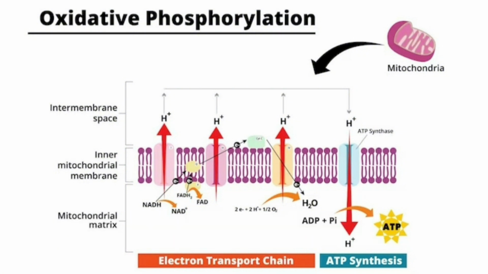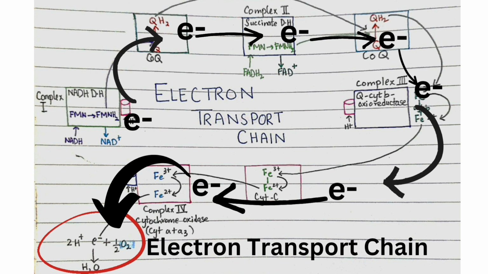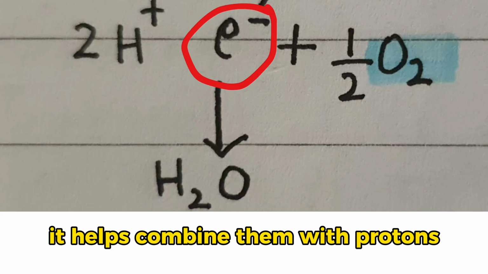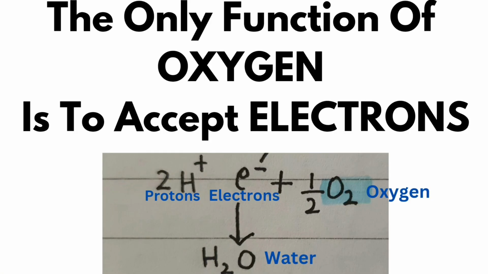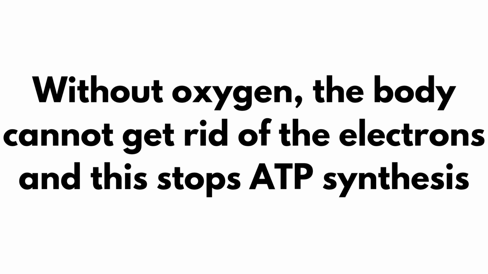During this process, electrons move through a chain of proteins called the electron transport chain. At the end of this chain, the electrons combine with oxygen. When they meet oxygen, it helps combine them with protons, forming water. The only function of oxygen in the body is to accept electrons. Without oxygen, the body cannot get rid of electrons, and this stops ATP synthesis.